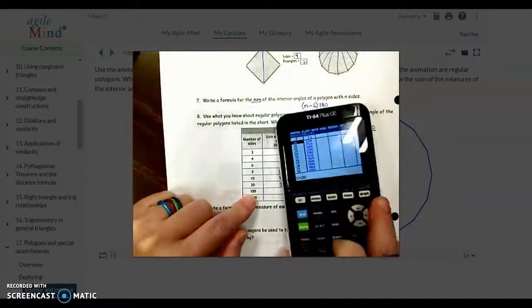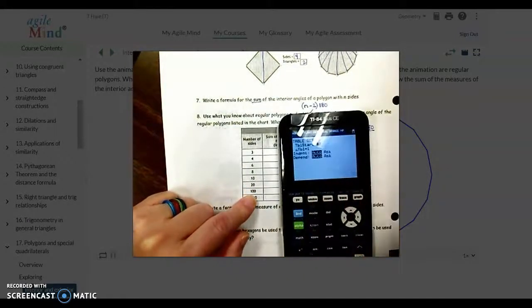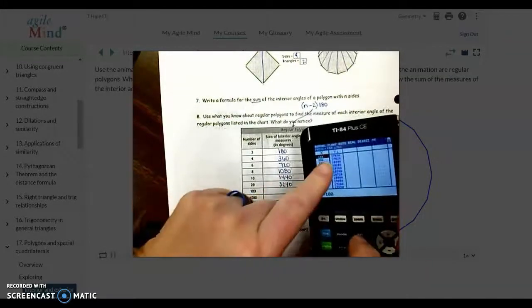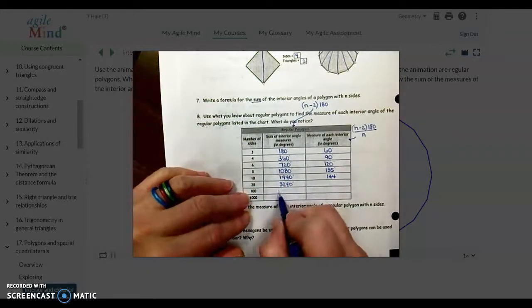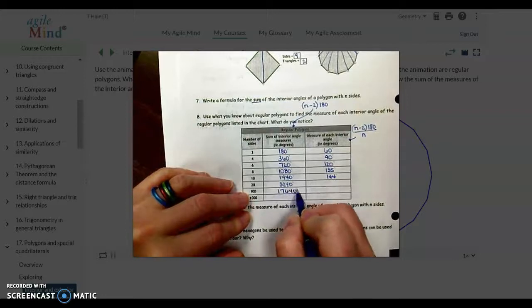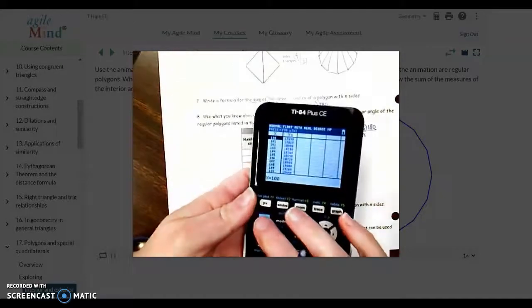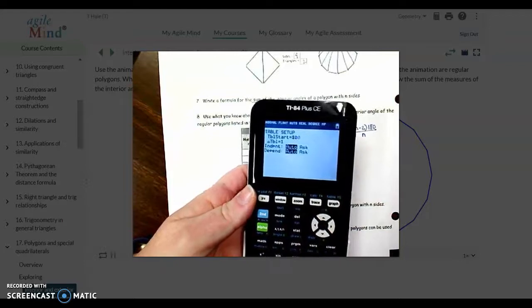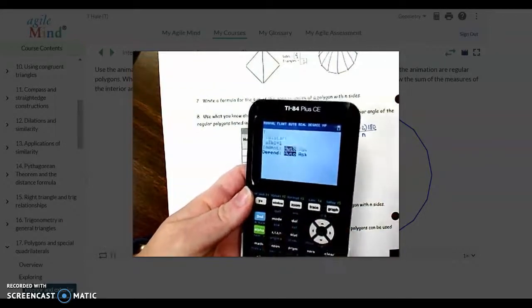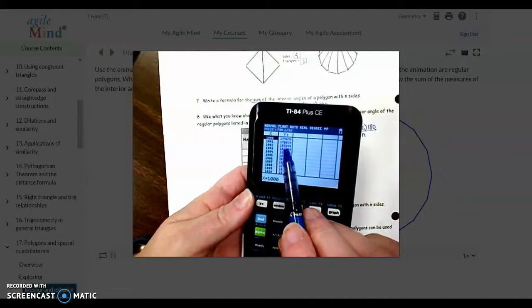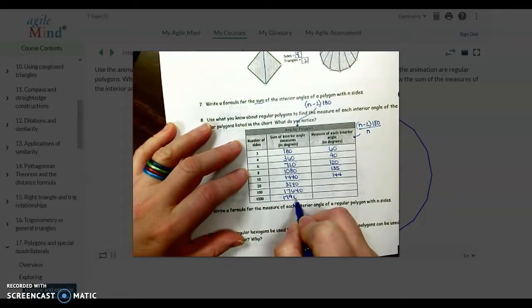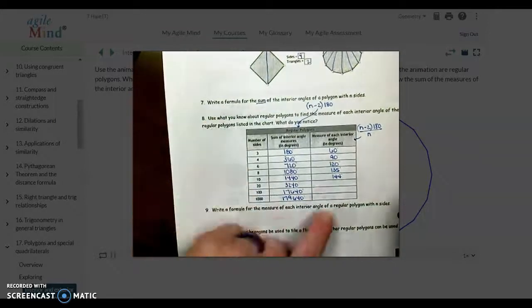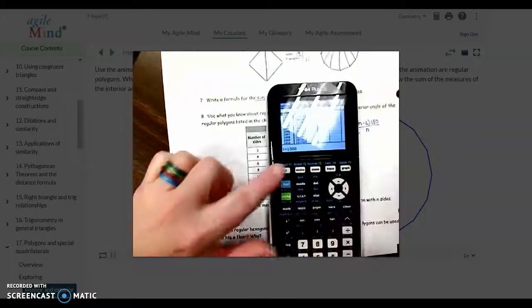And then 100, I would go to my second window, table set, say start at 100. Go to my table, and it tells me a 100-sided figure, the interior angle sum would be 17,640 degrees. And then for 1,000, go to my second window, tell it to start at 1,000. Go to my table, 179,640 degrees.